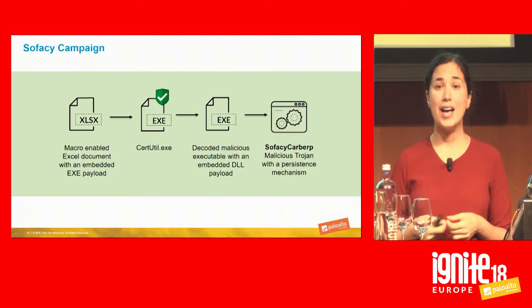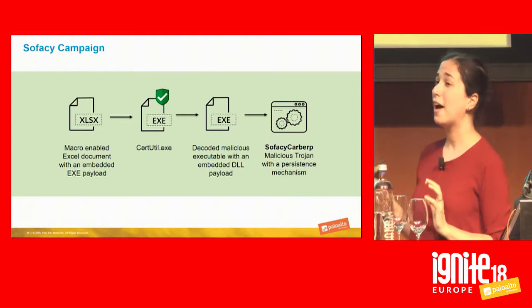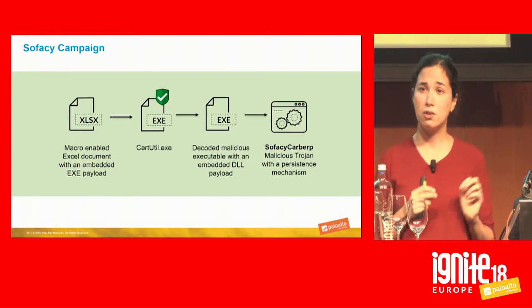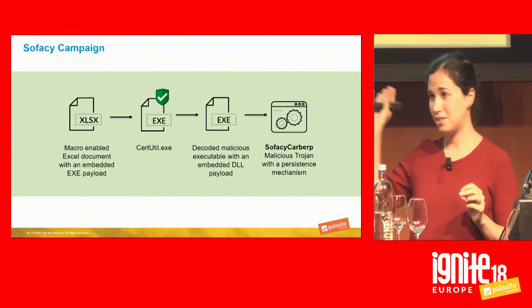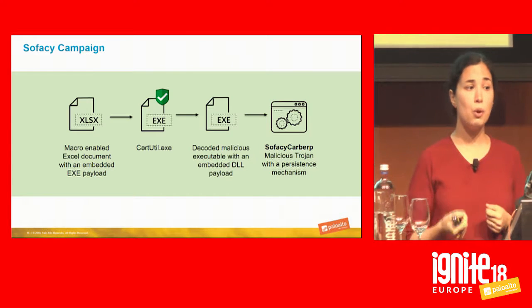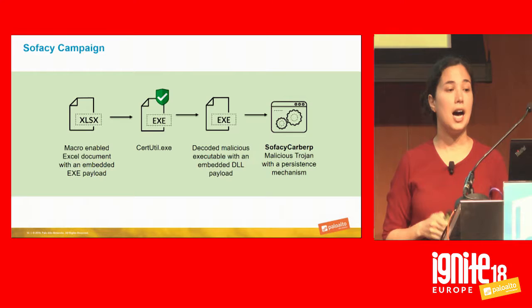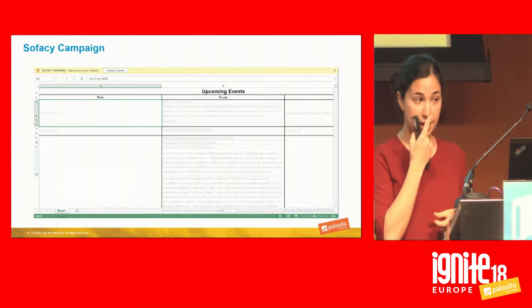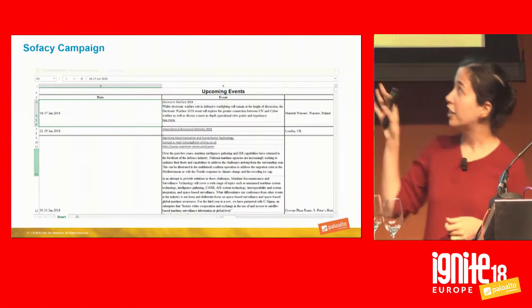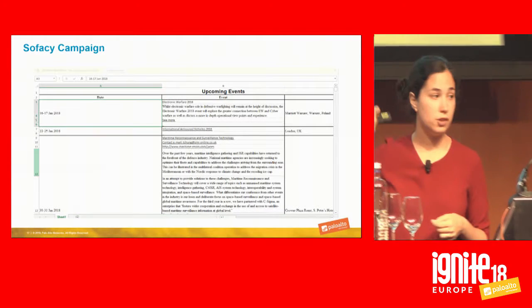It also has a persistency mechanism. So even after you finish opening this file, you notice something is wrong, you click close. This process takes milliseconds to happen. You already have a Trojan on your endpoint with a persistency mechanism. And just to show you how this looks, this is an animation of what happens when you click Enable Content up on top.